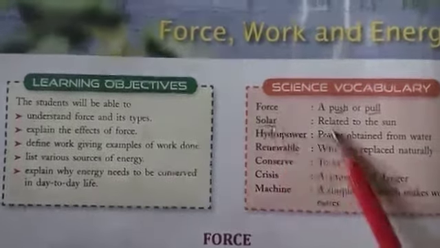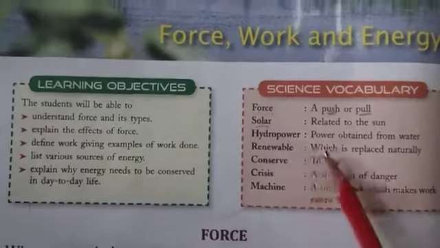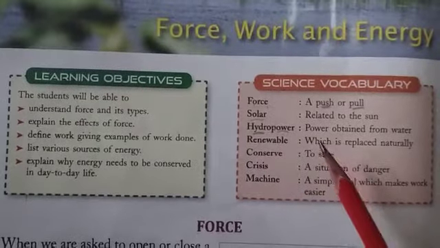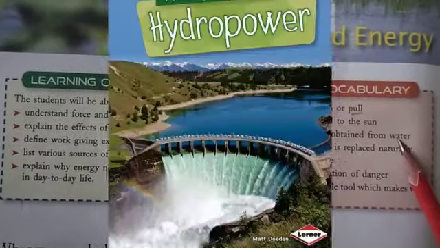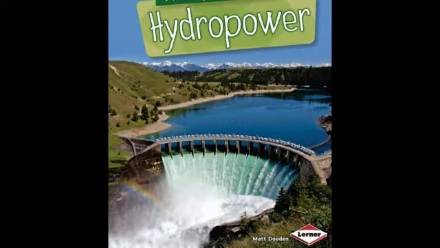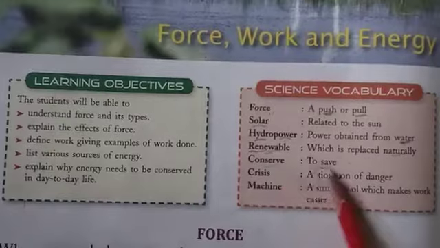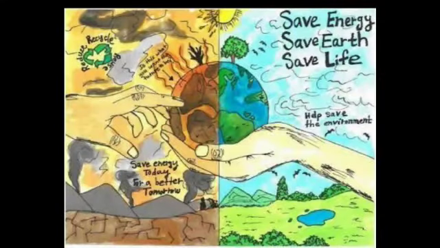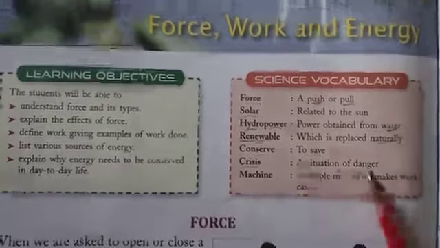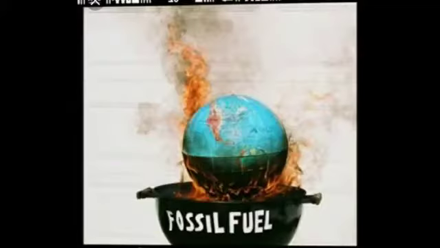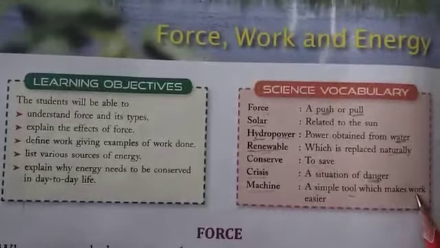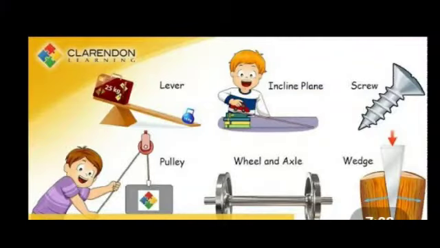Second one is solar, means related to the sun. Hydropower: hydro means water, power means energy. Power obtained from water. वो एनर्जी जो वाटर से मिलती है, this is called hydro energy, hydro power. रिन्यूएबल मीन्स रिन्यू, दोबारा बनना, which is replaced naturally. कंजर्व टू सेव, किसी चीज़ को प्रिजर्व करना, सुरक्षित करना. क्राइसिस, a situation of danger, means किसी भी चीज़ के शॉर्टेज या फिर एक्सेस की वजह से सिचुएशन आउट ऑफ कंट्रोल होना. Next is machine, a simple tool which makes our work easier. मशीन क्या करती हैं? Machine makes our work easier and faster.